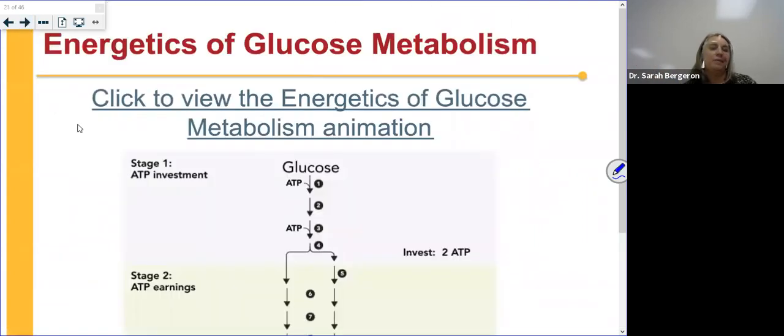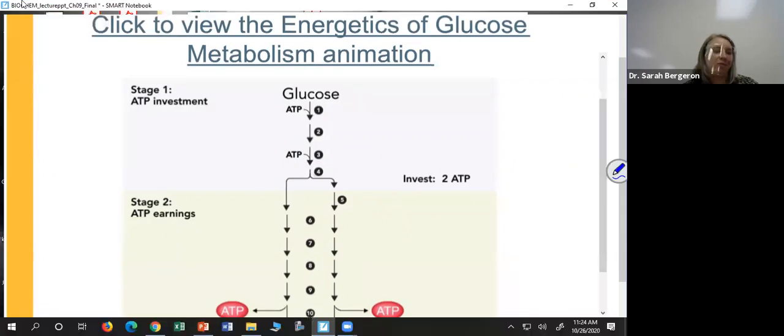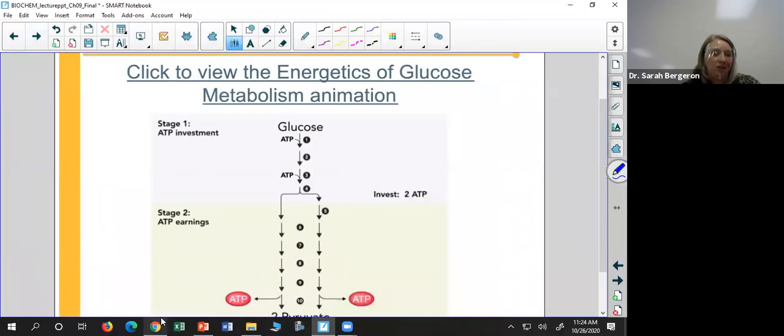Okay, so your book has this really cool little animation, and oh, I loaded it before I closed the computer. Oh, dang it. I really did load it before. So I'm going to post it for y'all.